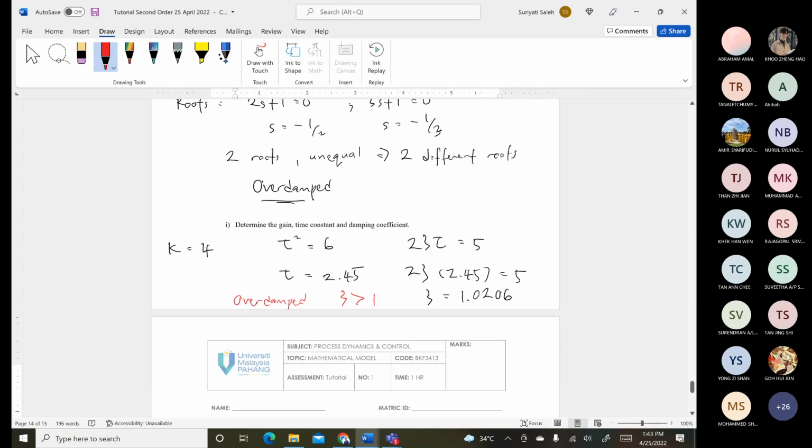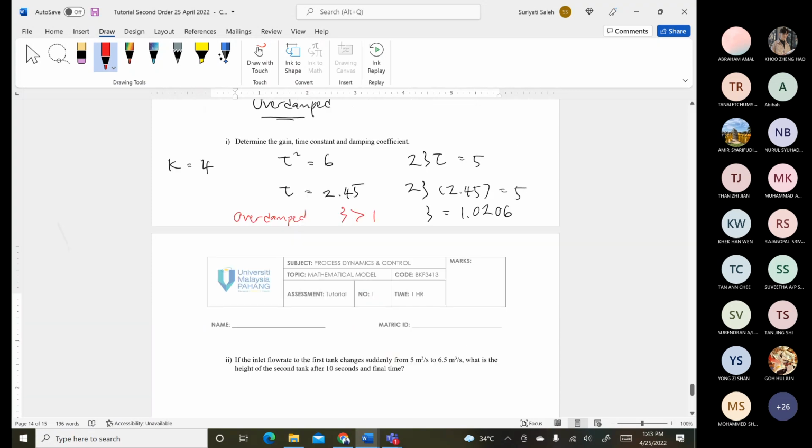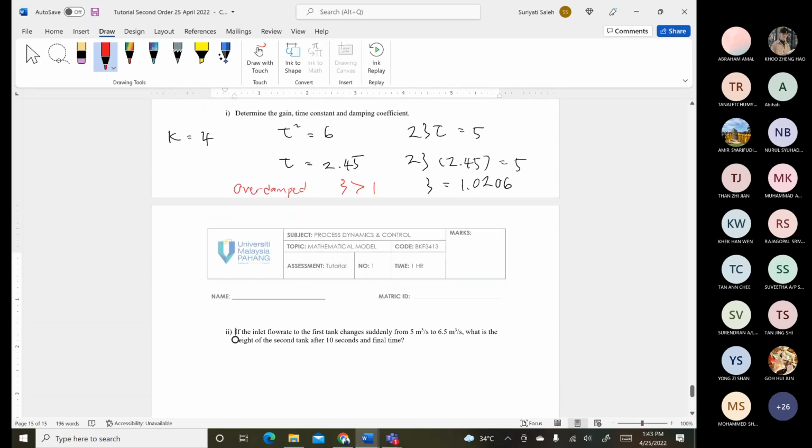So in this case, once you obtain the damping greater than 1, that means we can take the inverse Laplace equation. For this part, you can take equation 448, page 67, for the overdamped response.